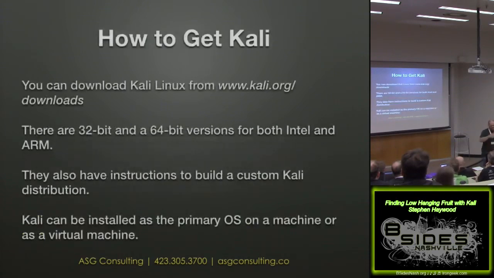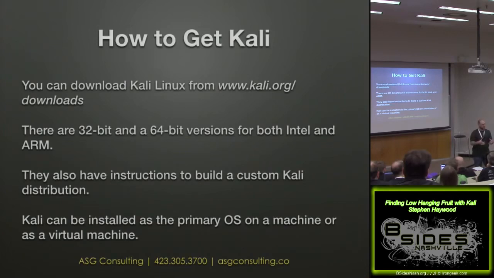Okay, if you want to get Kali, go to kali.org, go to downloads. You can get a 32-bit version, a 64-bit version. You can get an ARM version. You can put it on a Raspberry Pi. There's a couple different Android tablets you can put it on. I believe they have an AWS instance now, too, so you can actually put Kali inside AWS.